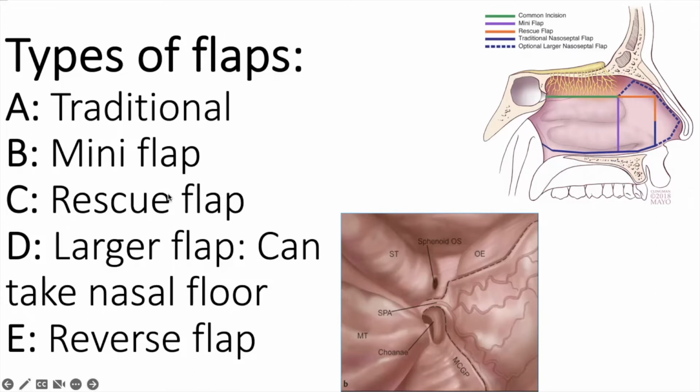If it is required, then there may be a larger flap. This can be done when you extend the inferior cut into the floor of the nasal cavity. So rather than having only the mucosa of the nasal septum, you can also take the mucosa of the floor of the nasal cavity, and there can be a rescue flap and the reverse flap, which I'll discuss later on.